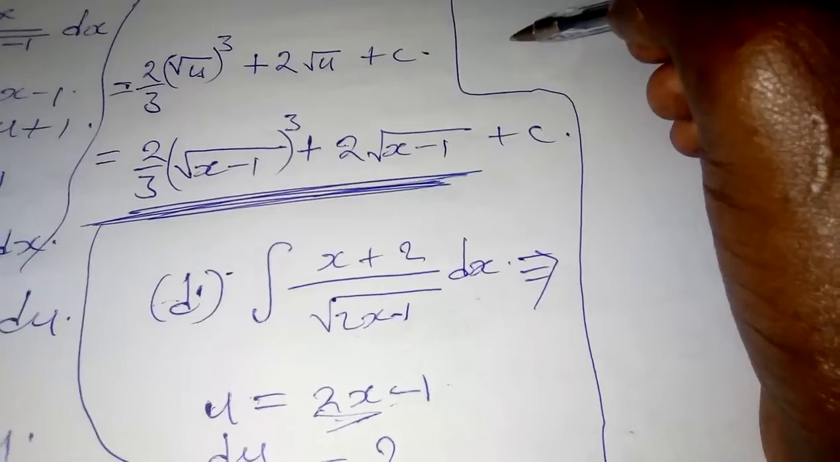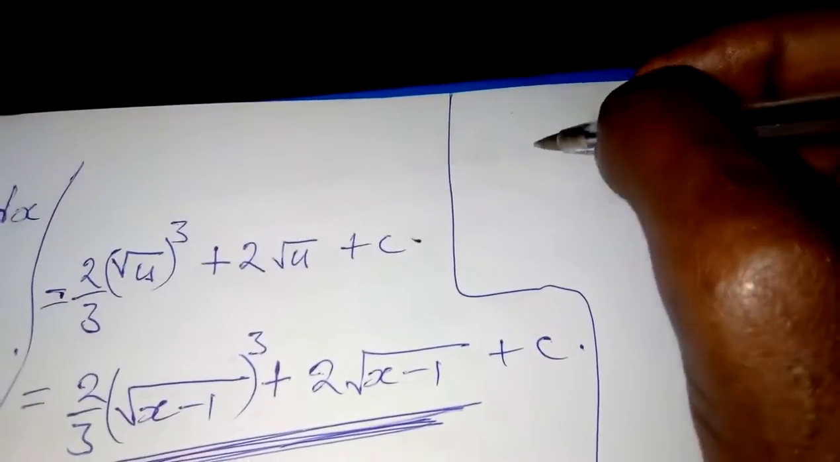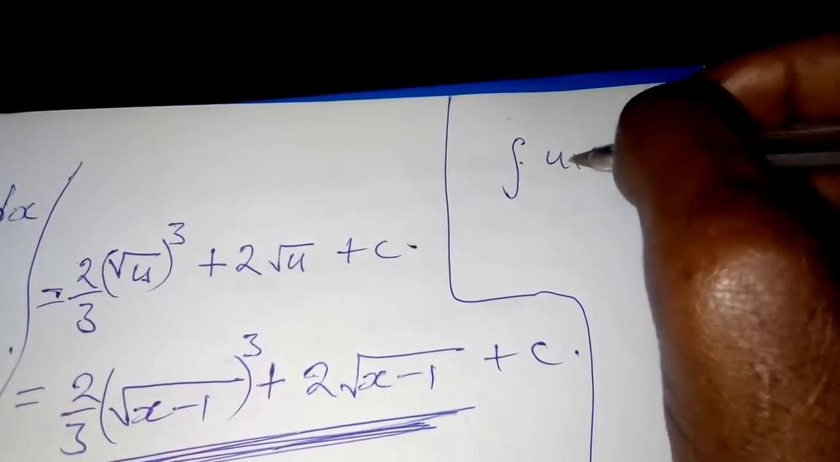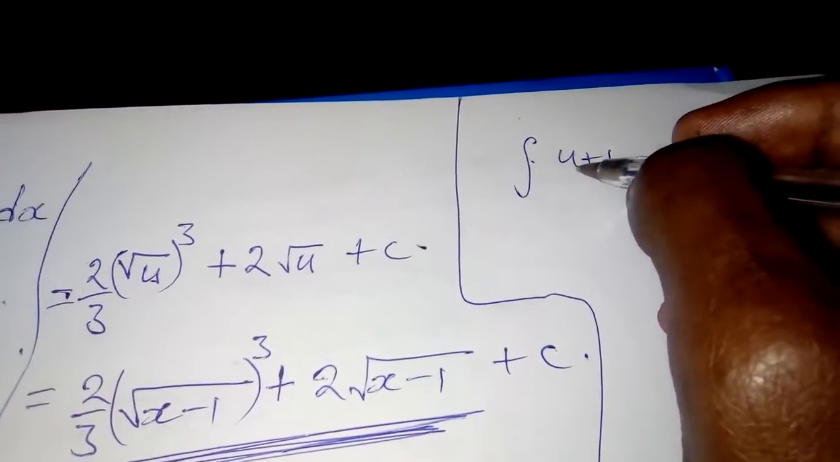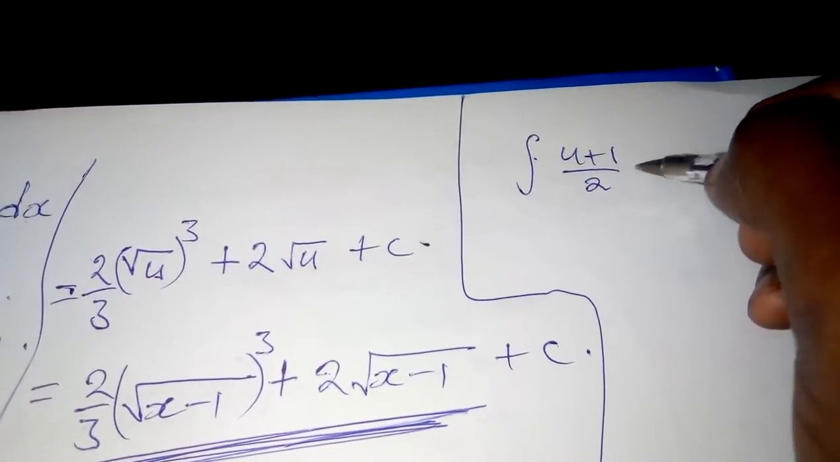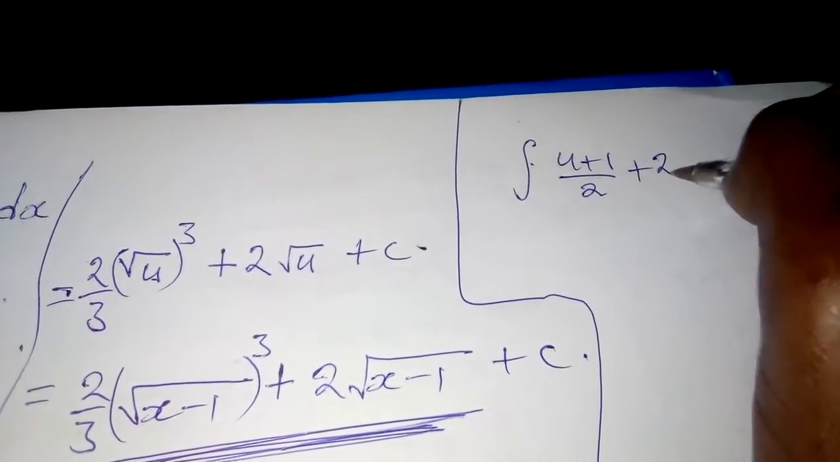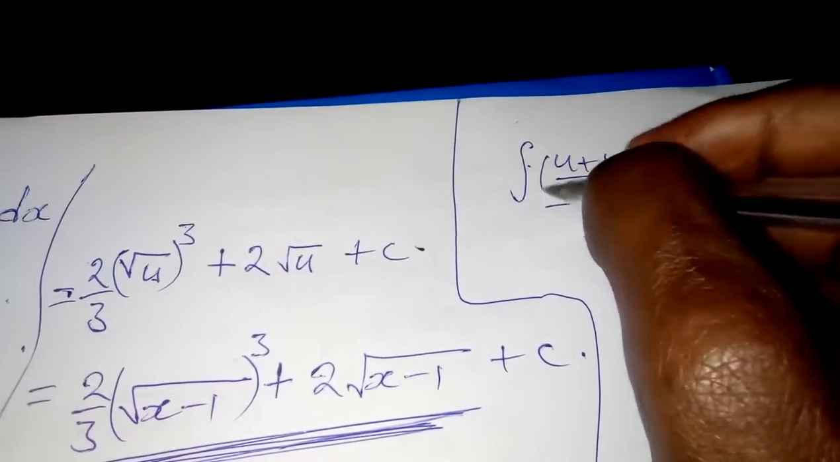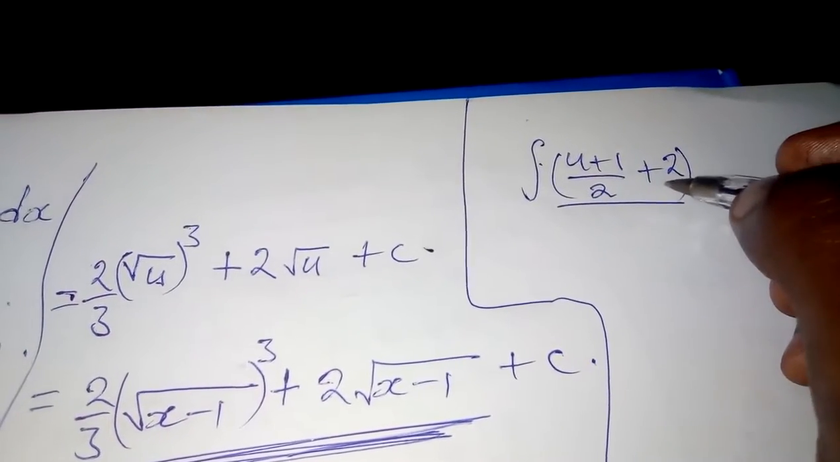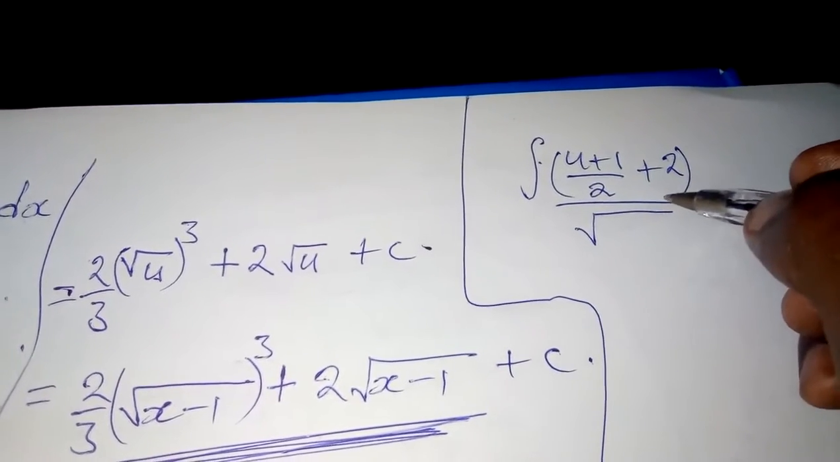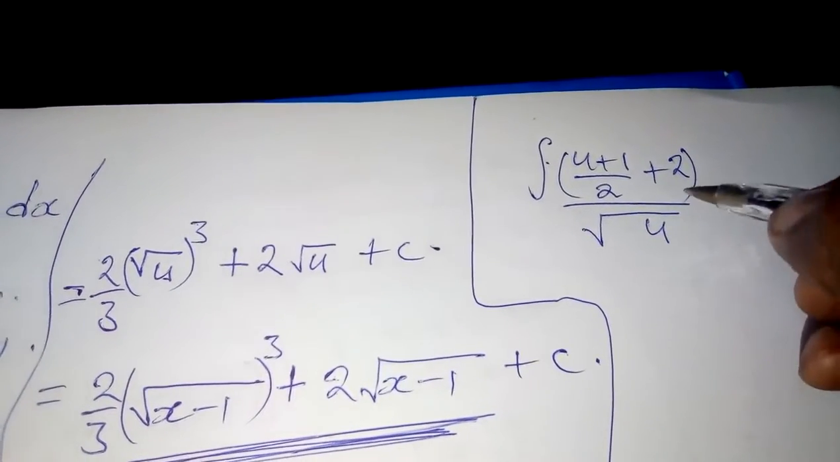So we're going to have the integral of, where there's x, we put u plus 1 over 2, then we still have plus 2 there on top, and then the denominator will be equal to the root of u.